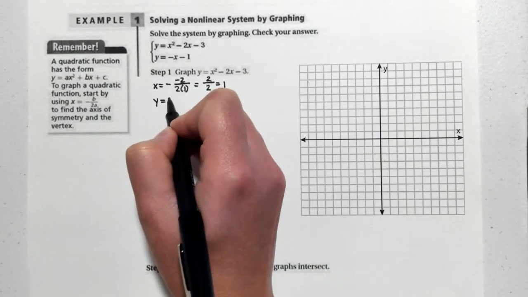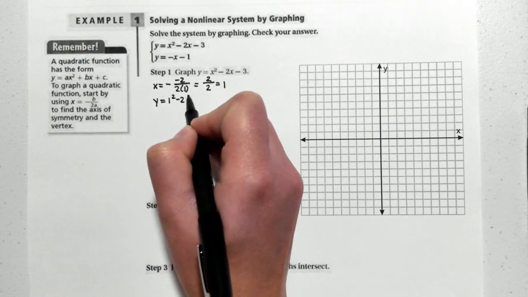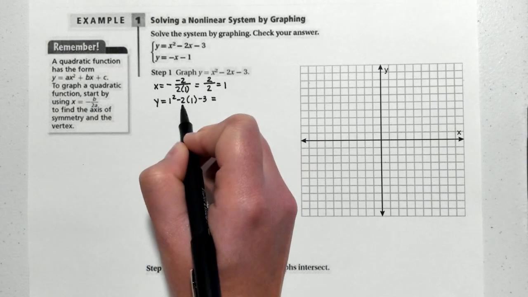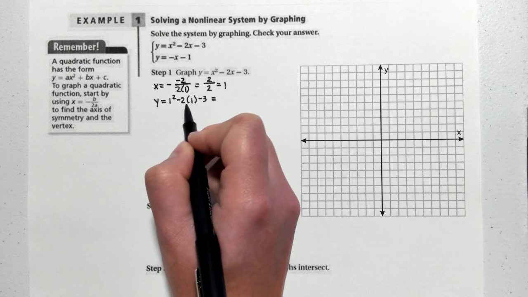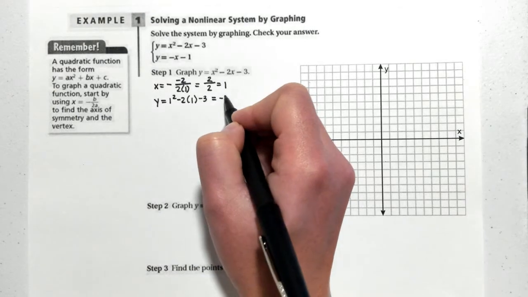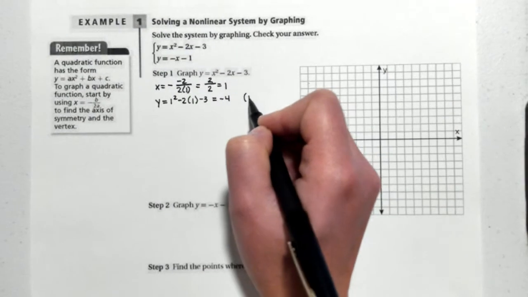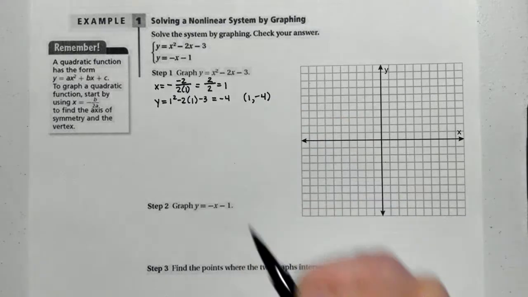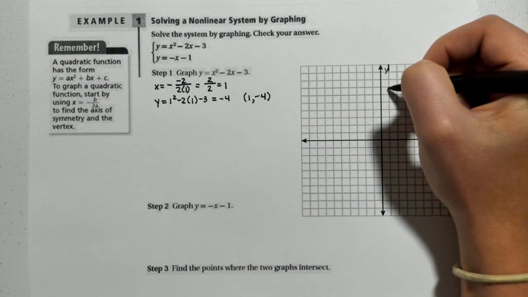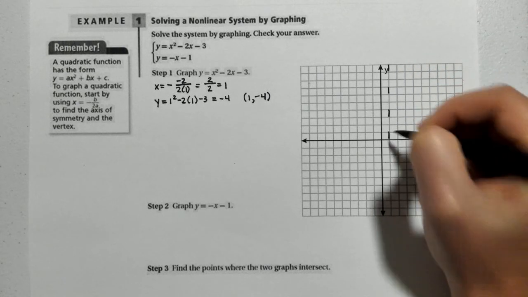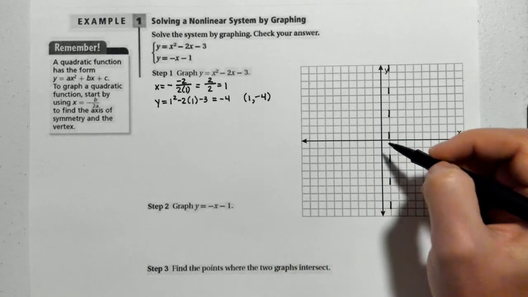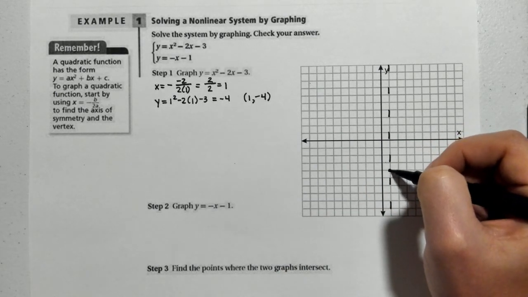So y equals 1 squared minus 2 times 1 minus 3. 1 squared is 1. 2 times 1 is 2. So 1 minus 2 minus 3 will give us negative 4. So our vertex here is 1, negative 4. So my axis of symmetry is at 1. So I'm going to sketch that in there. My vertex is at 1, negative 4. So right 1, down 4.